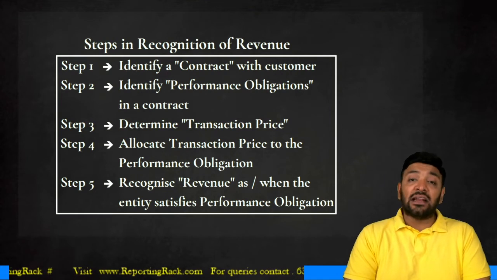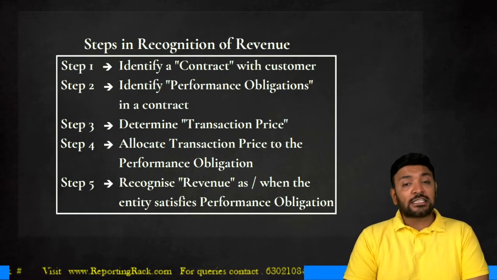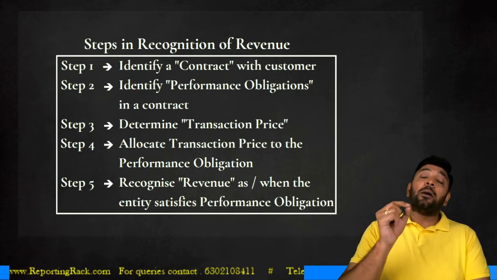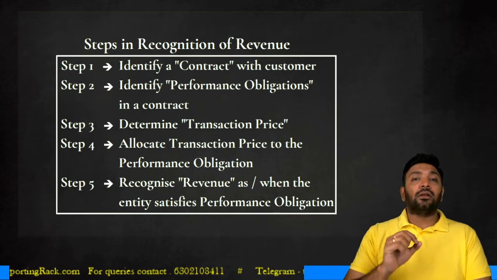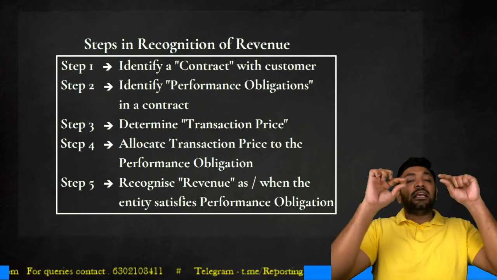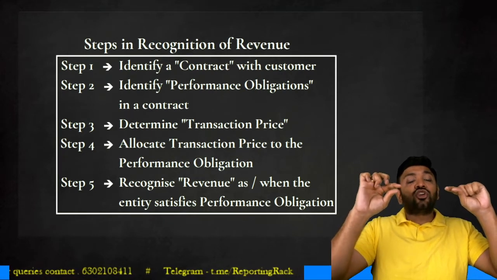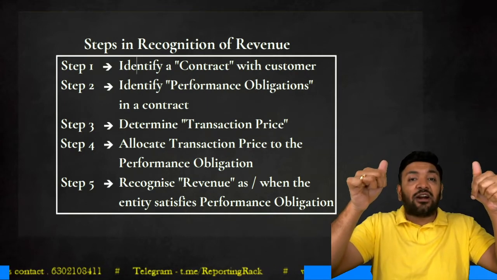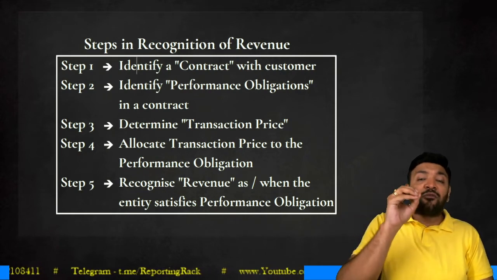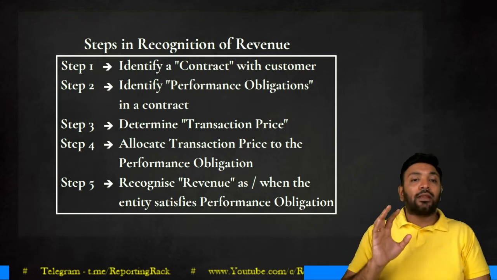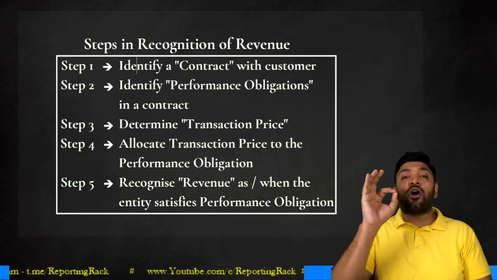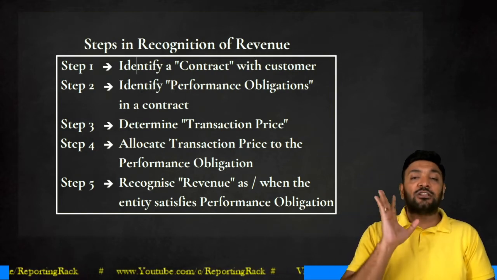Now, to recognize the revenue, I will undergo five steps. First step is to identify a contract with customer. Second step is to identify a performance obligation in the contract. Third step is to determine what is the transaction price. Fourth step is that the transaction price in step three should be allocated to performance obligations identified in step two. Allocation of transaction price identified in step three to each performance obligation identified in step two. Finally, step five, to recognize revenue. I recognize revenue as or when the entity satisfies the performance obligation.